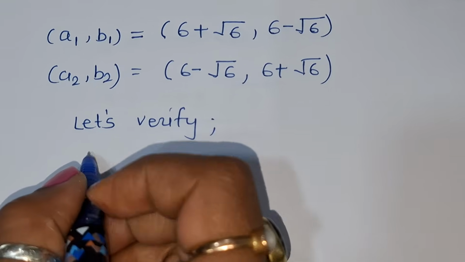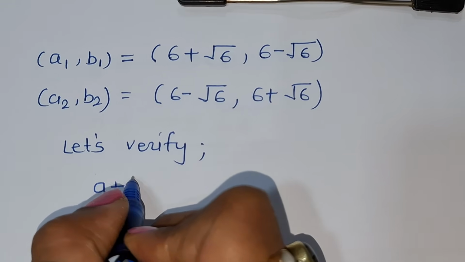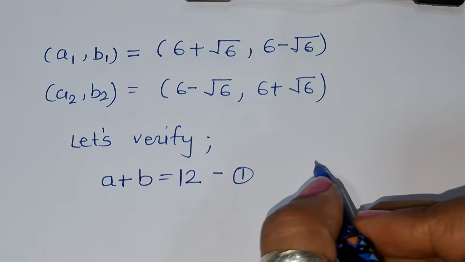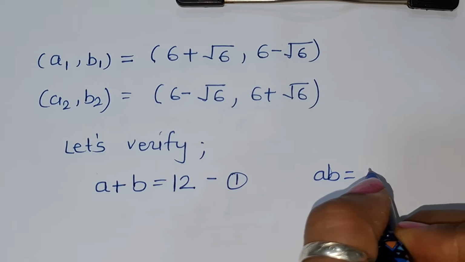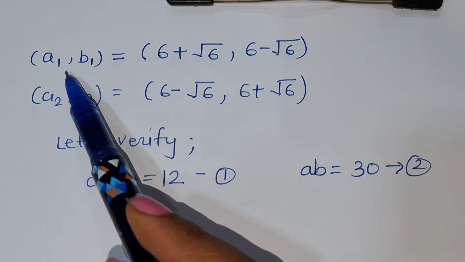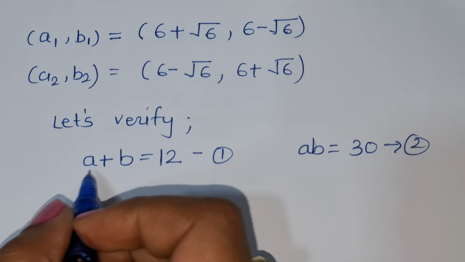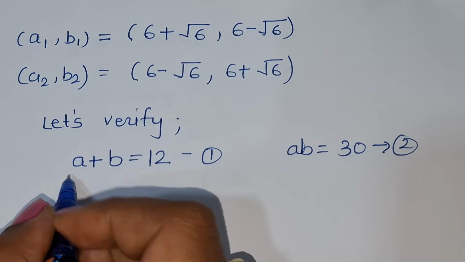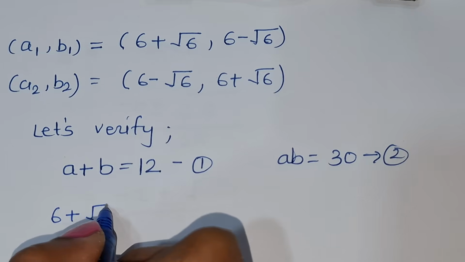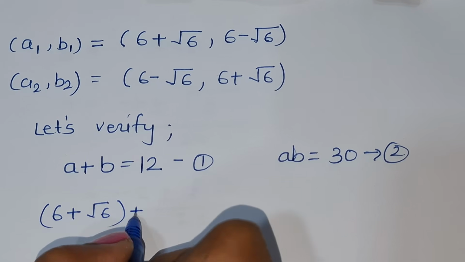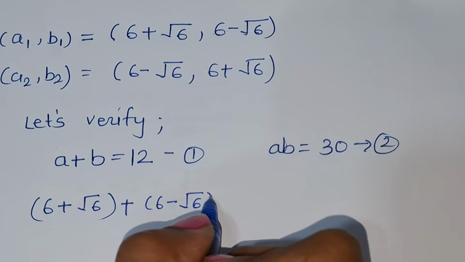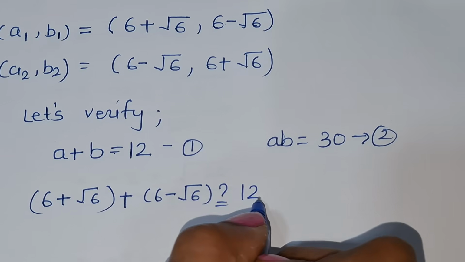So let's verify. The first equation is a plus b equal to 12. This is equation 1. And equation 2 is ab equal to 30. This is equation 2. Now we have to substitute these values. We are verifying for a1, b1, right? So taking a1, the value of a1 is 6 plus square root of 6, plus the value of b, 6 minus square root of 6, question mark, 12, right?